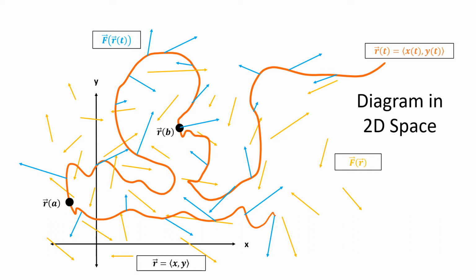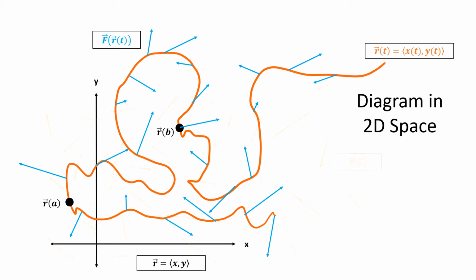In this diagram, the vectors in the vector field F that lie on our path are blue, whereas the vectors that do not lie on the path are gold. But in this proof, we will focus only on the vectors in our force field F that lie on our path, as seen here.